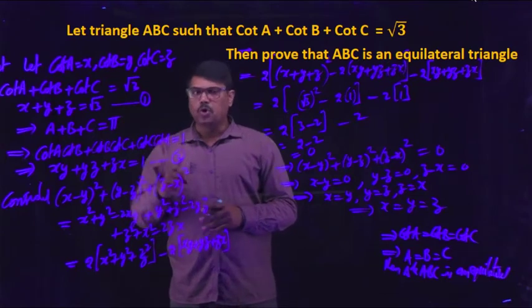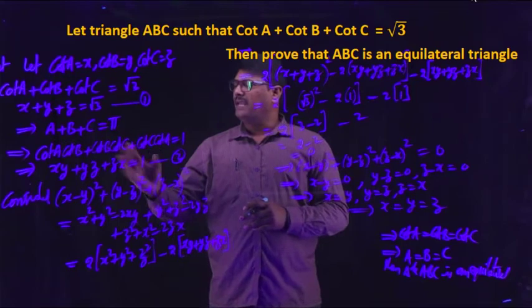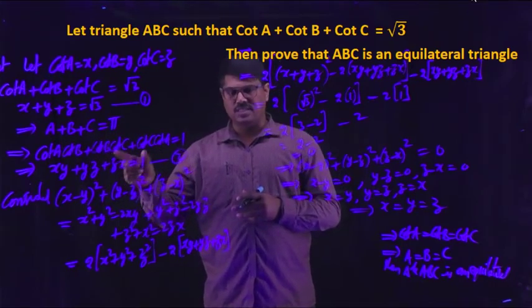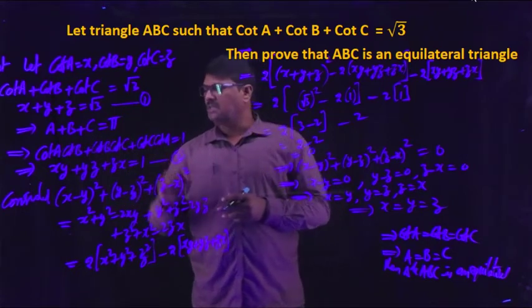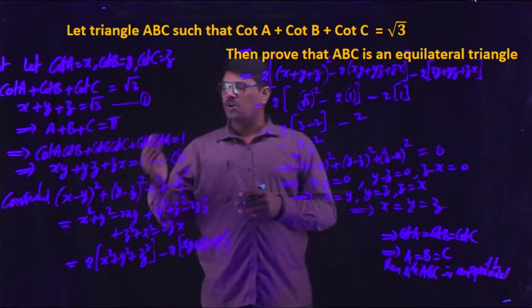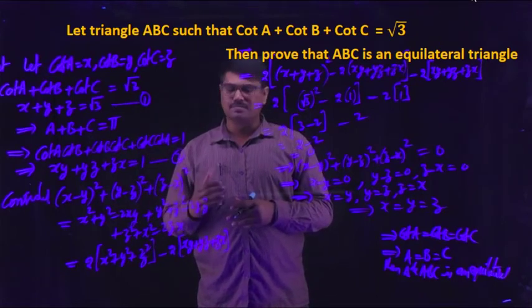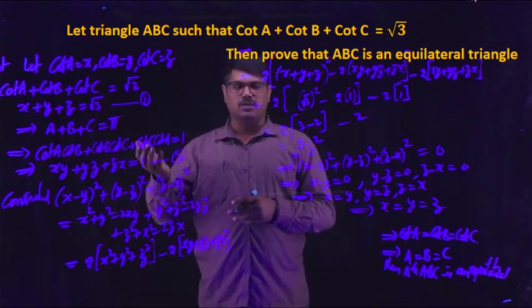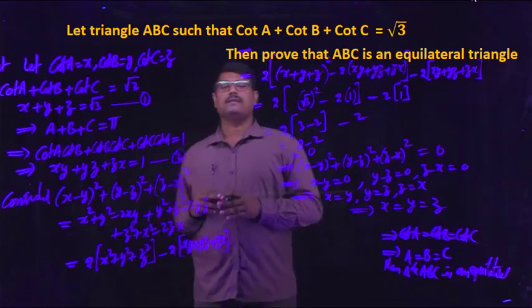You have to know the concept A plus B plus C is equal to pi. Then we have already proven 2 conditions, in terms of tan and in terms of cot. In terms of cot, the condition is cot A cot B plus cot B cot C plus cot C cot A is equal to 1. For convenience we take cot A, cot B, cot C as x, y, z. So xy plus yz plus zx is equal to 1.